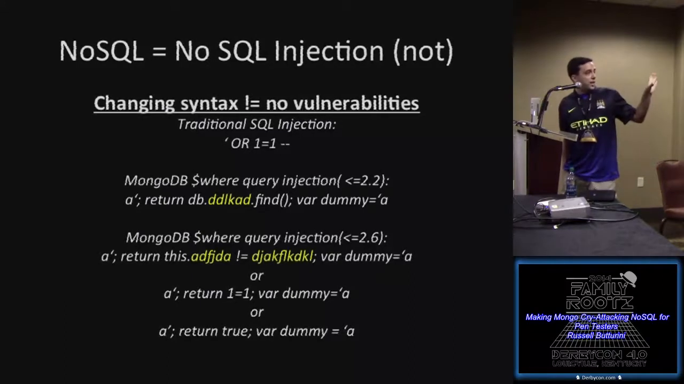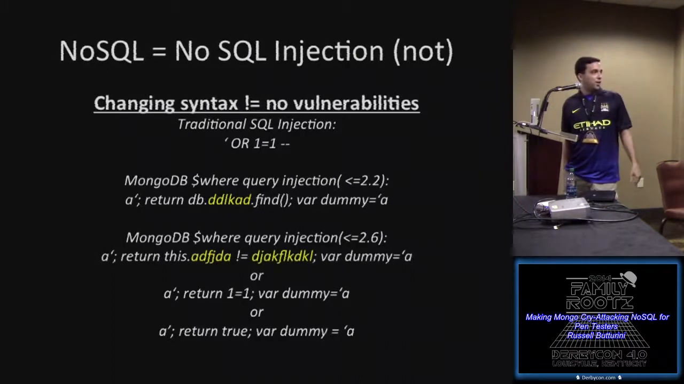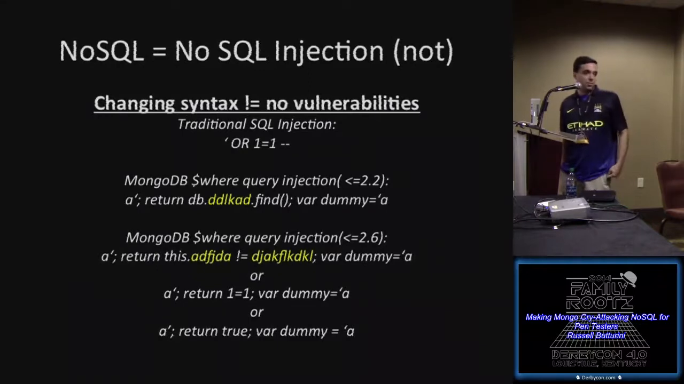So if we look at the pre-2.2 example, and I'll explain why it's pre-2.2, or up to 2.2 rather: we close the variable off, we insert some bit of code we want it to run, db, and just some garbage collection name. The driver really doesn't care. The driver will go attach to whatever collection it was told to go get stuff from, .find, and then create a dummy variable so your syntax is right. Then it will return all the records in the database.